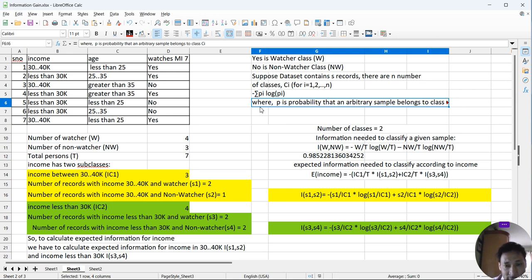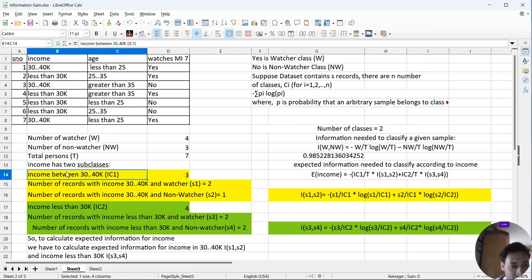So in this case the value of P for class yes will be 4 by 7, as there are 4 watchers and the total number of records is 7. Similarly, the probability for non-watchers will be 3 by 7. So in order to calculate information gain for income, we have to see how many subcategories there are for income. I've already told you there are 2 categories for income: between 30,000 and 40,000, that is symbolized as IC1 and it has 3 records.